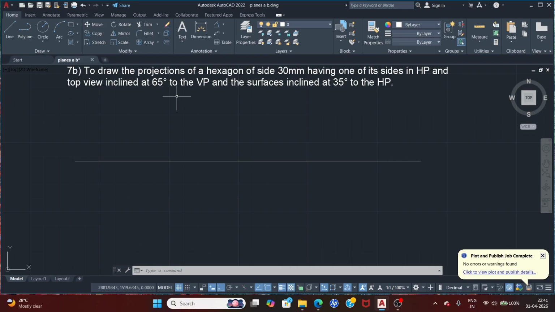So in this question, it is a hexagonal plane. Its surface is inclined 35 degrees to HP. So if the surface is inclined 35 degrees to HP, it means we need to start the drawing at top view. So here, the twist is that the top view diagram is inclined 65 degrees to VP.